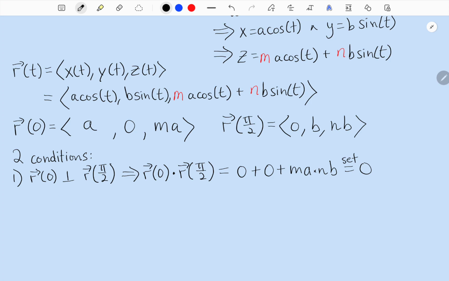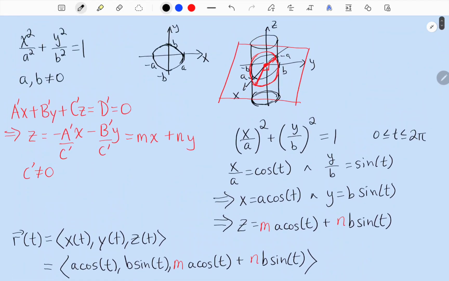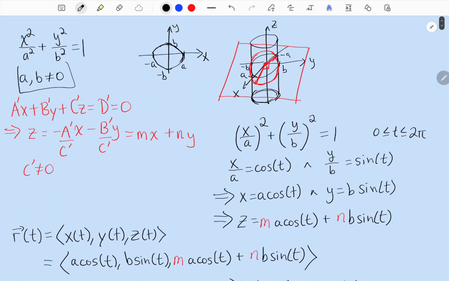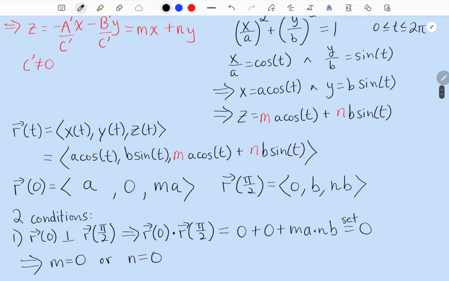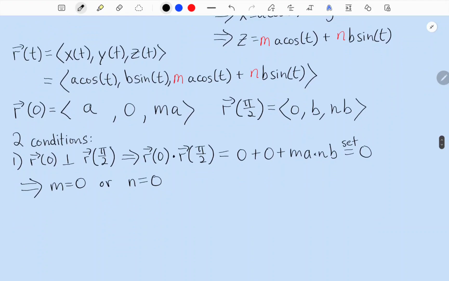So then what does this imply? This implies that m is equal to 0 or n is equal to 0, because we already established earlier that a and b cannot equal 0. So a and b are non-zero, which means in order for this product to equal 0, m is equal to 0 or n is equal to 0.